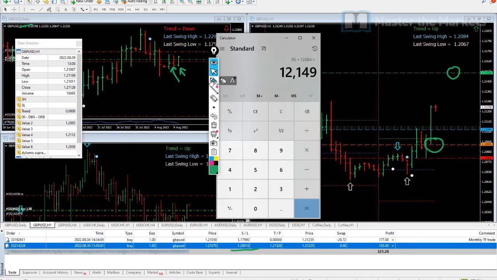I can see that it's a little bit of a mistake, because I think I took this low, whereas actually the lowest point was actually here.